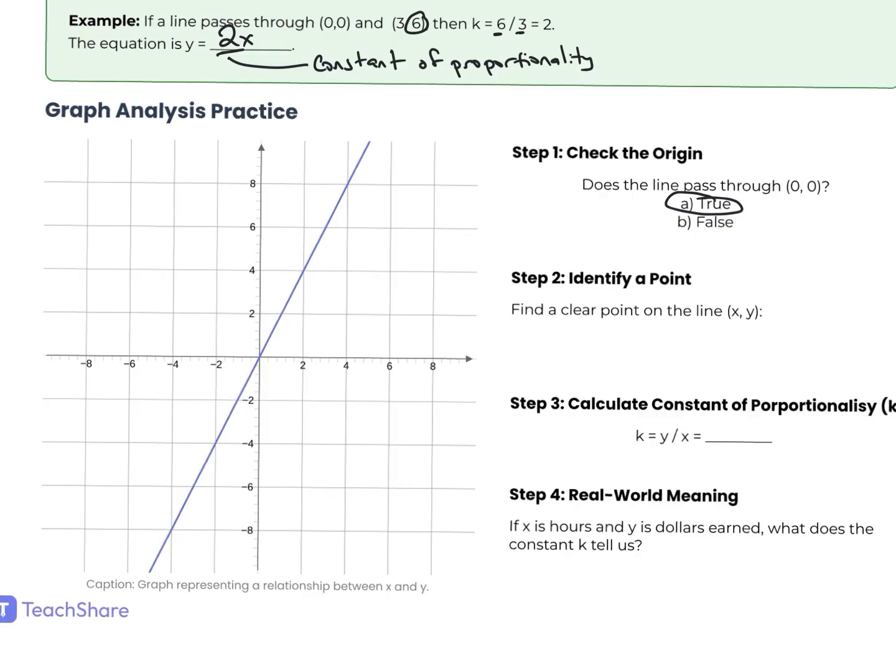Next, we're going to find a clear point on this line and find its ordered pair. For example, I could use this point right here, or this point, or this point. Anything where it is crossing at the intersection of those grid lines. So I'm going to go ahead and pick this point, and I'm going to use (2, 4).